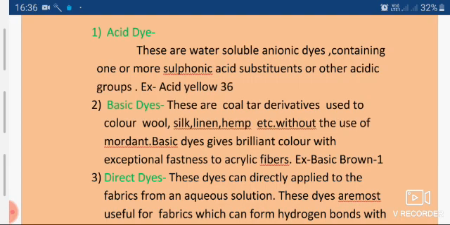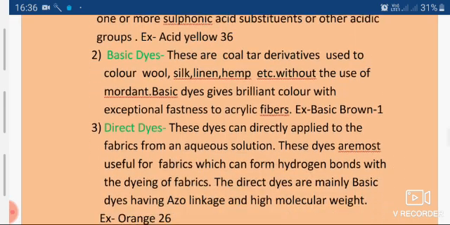As this dye is ionic, this dye is soluble in water, and the example is yellow 36. The next dye is basic dye.